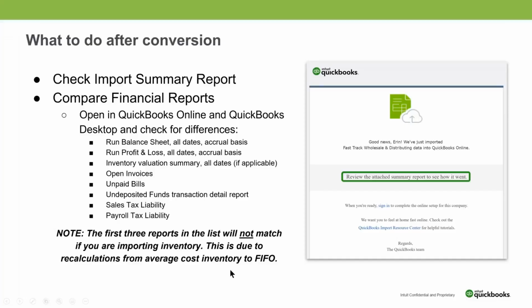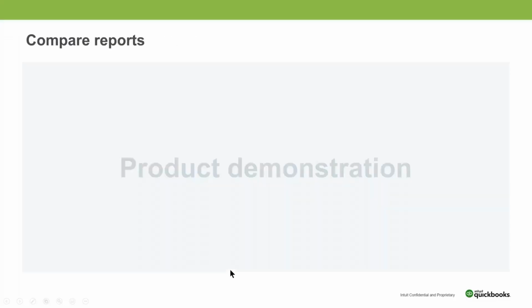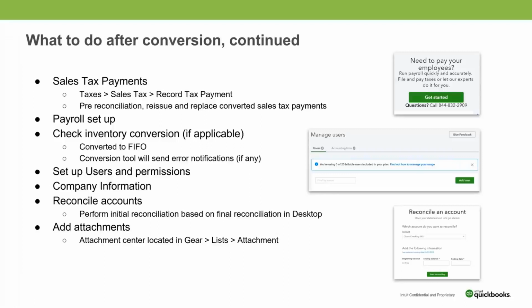All right, so just make sure that you verify those financial reports. There are some other things in your presentation that you should be checking. Sales tax payments do not automatically go to the sales tax center in QBO. So before you reconcile, you need to replace the existing sales tax payment with a sales tax payment in the sales tax center in QBO. Replace that and then reconcile. You do have to do an initial reconciliation as well.